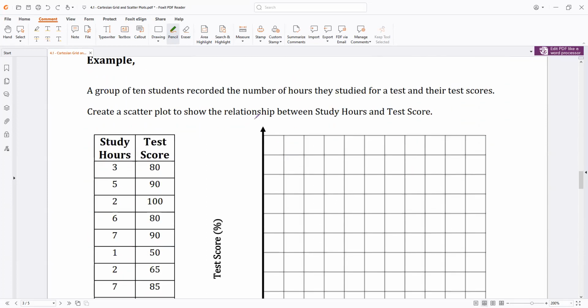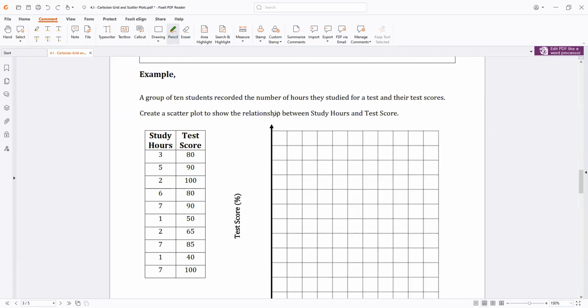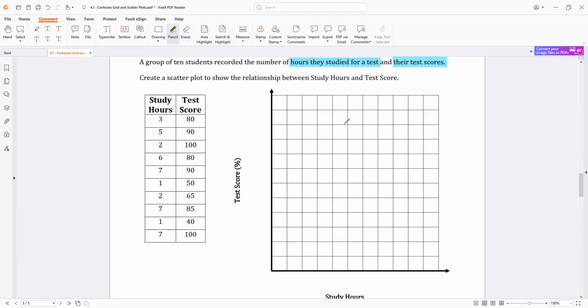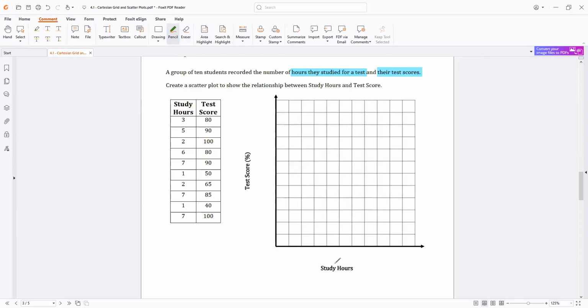A group of 10 students recorded the number of hours they studied for a test and their test scores. In other words, the hours they studied is a variable, and their test scores is a variable. Create a scatter plot to show the relationship between study hours and test scores. They already wrote down the variables for you.